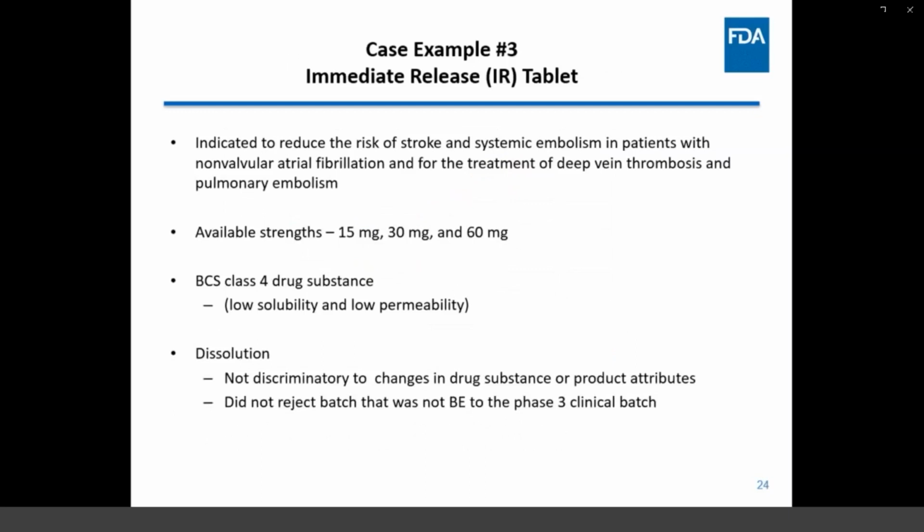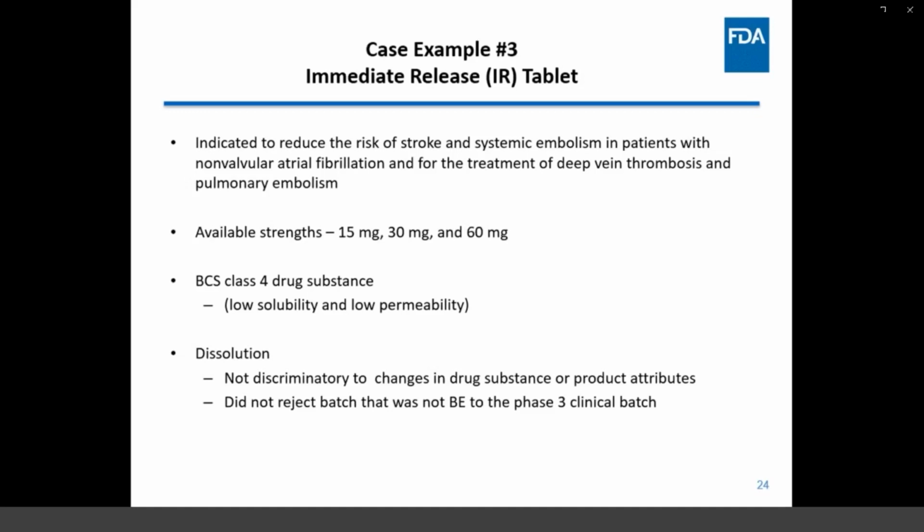I'll move on to case example number 3. This is an immediate release tablet. It's indicated to reduce the risk of stroke and systemic embolism in patients with non-valvular atrial fibrillation and for the treatment of deep vein thrombosis and pulmonary embolism. It's available in a number of strengths. The BCS class of the drug substance is considered class 4, low solubility and low permeability.